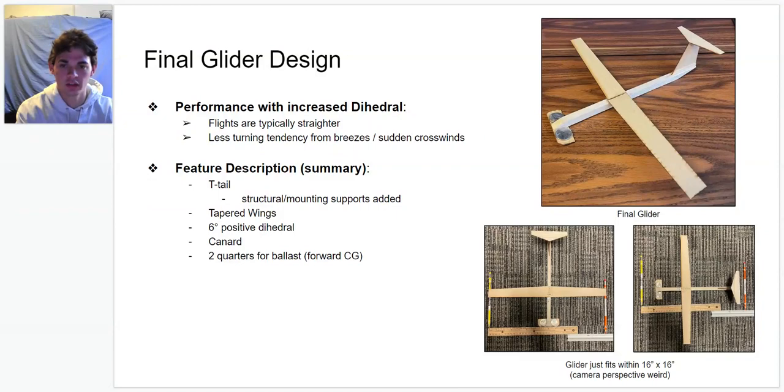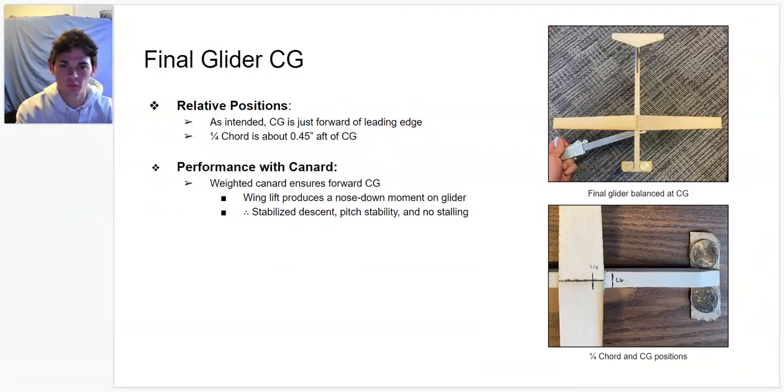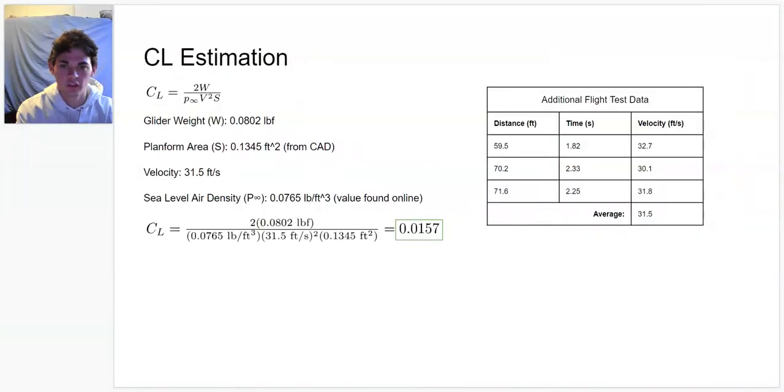In summary, the design iterations included the canard, longer frontal fuselage, quarters for ballast, and most importantly, increased dihedral. The final glider CG is just forward of the wing's leading edge and about half an inch forward of the quarter chord. The weighted canard ensures a forward CG and nose-down lift moment so the descent is stabilized and the glider does not stall. To estimate the coefficient of lift, I began with the coefficient of lift equation.